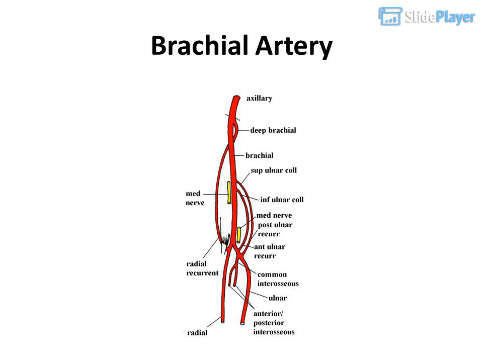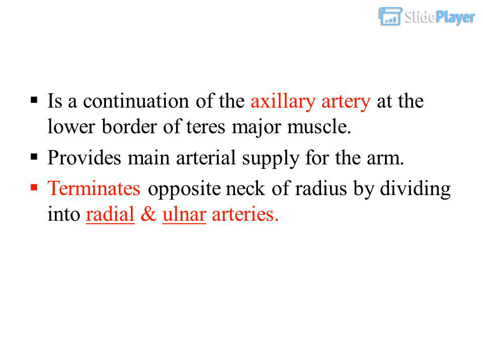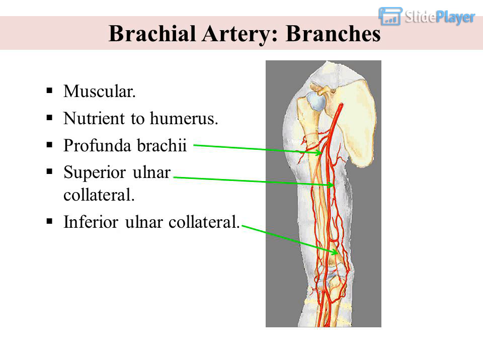Brachial artery. It is a continuation of the axillary artery at the lower border of teres major muscle. It provides the main arterial supply for the arm. It terminates opposite the neck of the radius by dividing into the radial and ulnar arteries. Brachial artery branches.